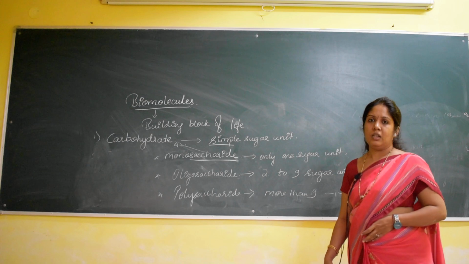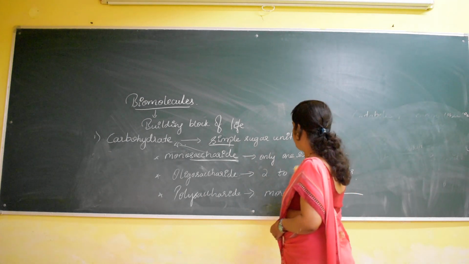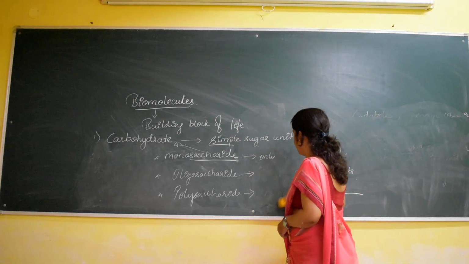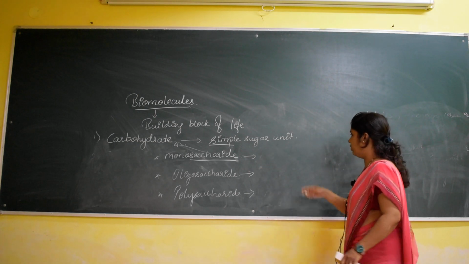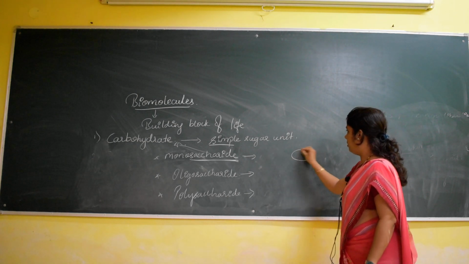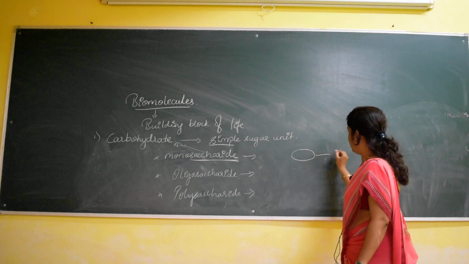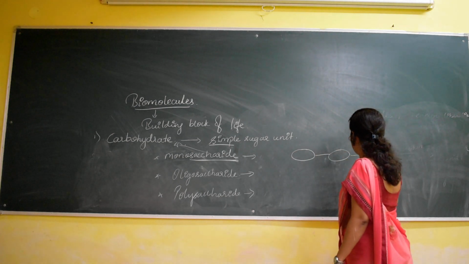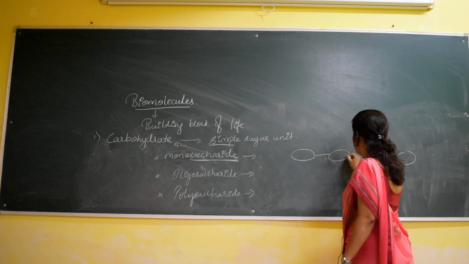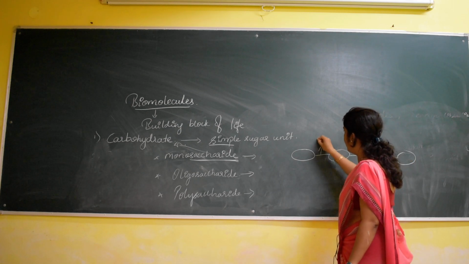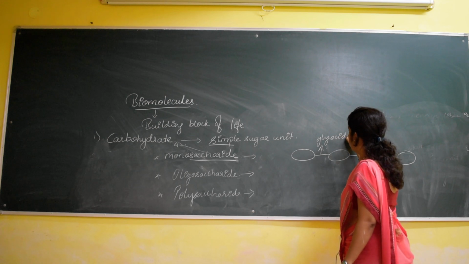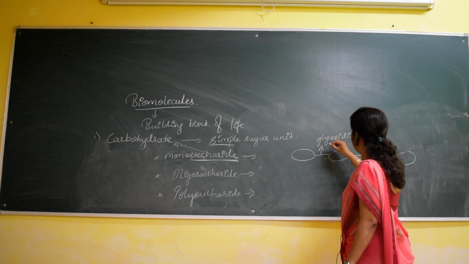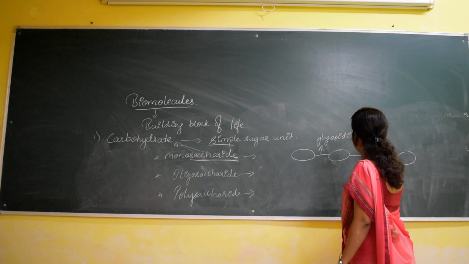Understood? Now let us consider this is one sugar unit. The sugar units are connected with each other through a bond called glycosidic linkage.